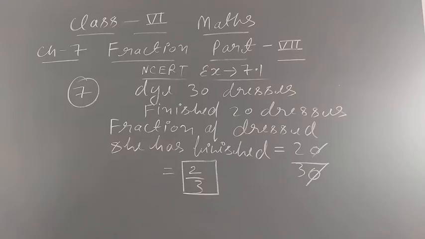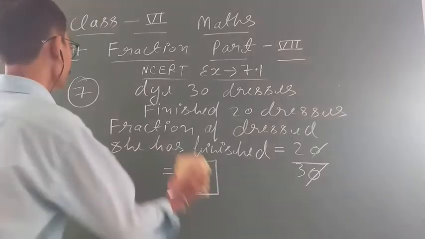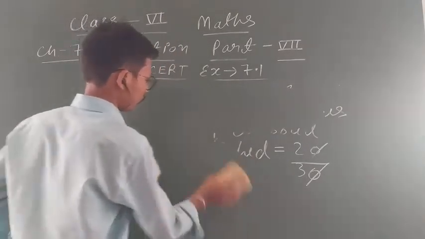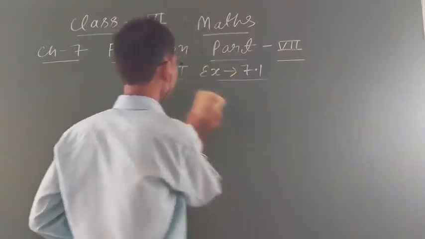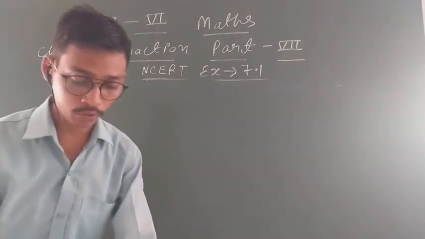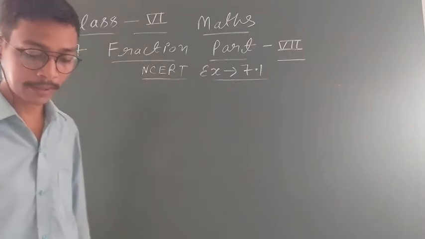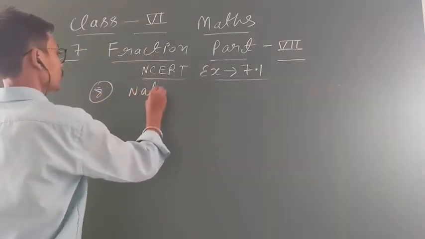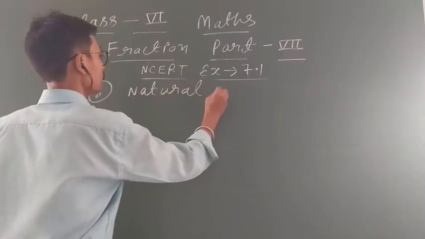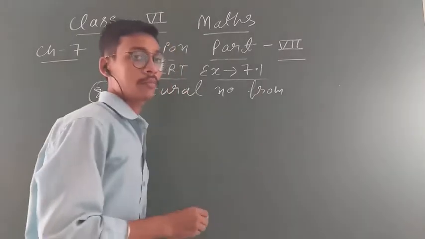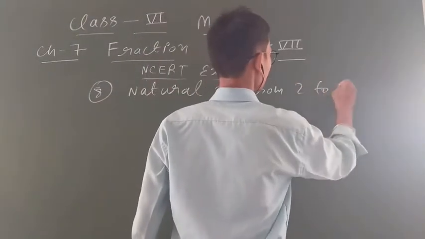Now the next question I am going to solve, student. Or rather, I will not solve all the questions, but only give the basic information, because I have given you all the concepts. The next question is given. Write the natural numbers from 2 to 12. What fraction of them are prime numbers? You have to write down the natural numbers from 2 to 12.